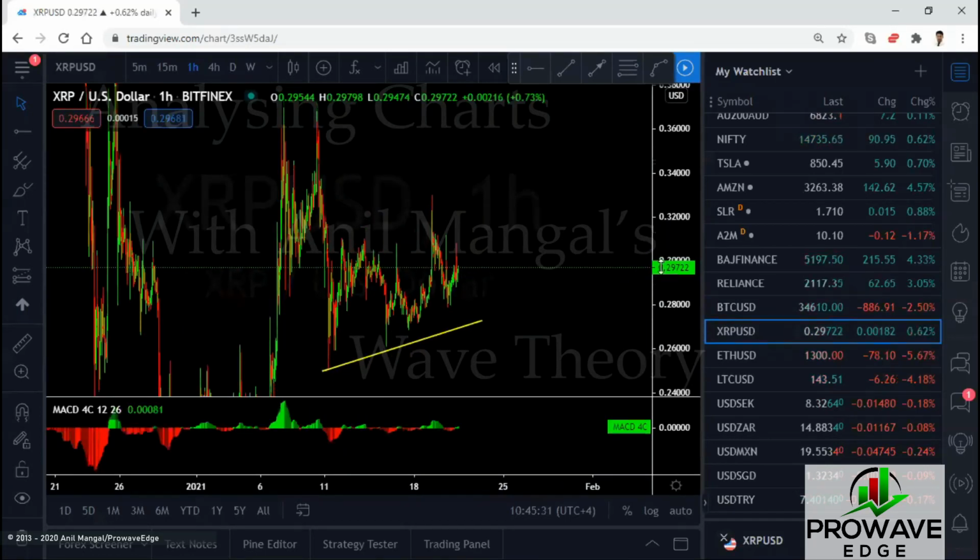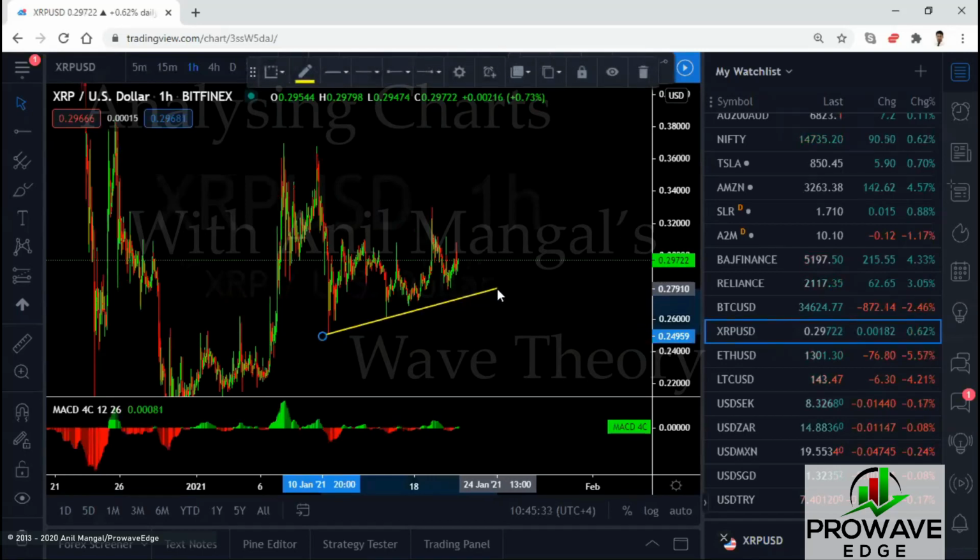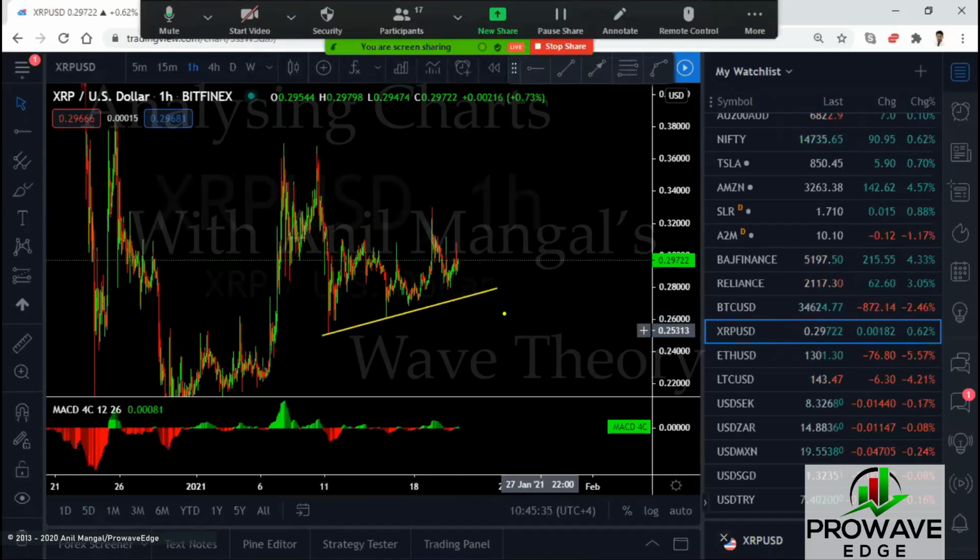XRP, more downside. I still think this whole piece is looking more downside to us. So this could come back here, but the whole big picture is still looking downside.